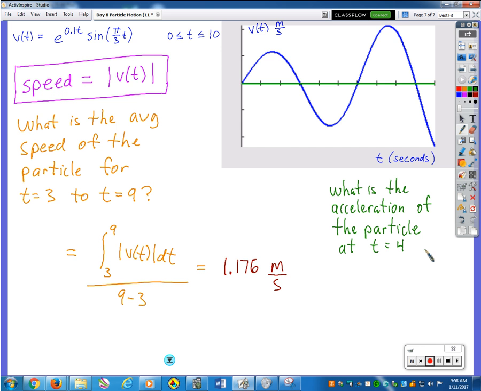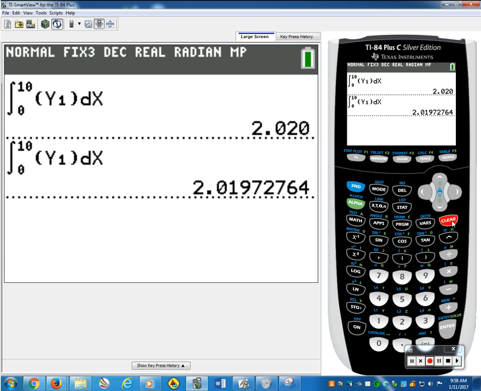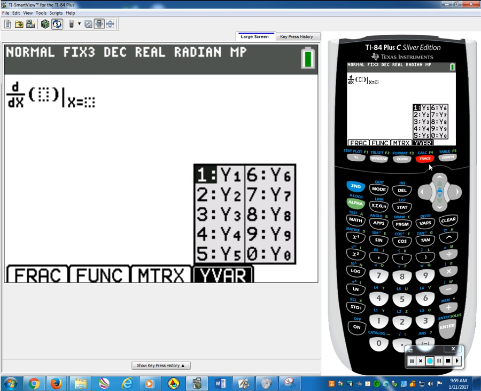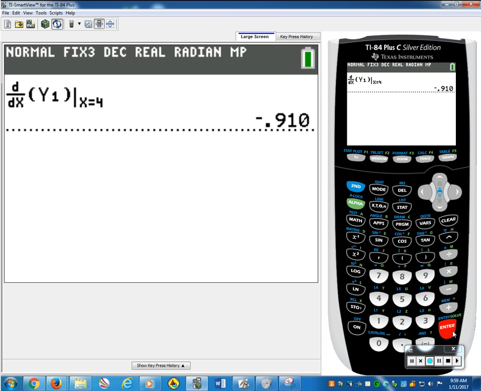Here's how you do it with your calculator. Go to the main screen on an 84. Clear. Get a fresh screen. Go Math 8. Type in x. I want to take the derivative of the velocity, which is in y1. So we go alpha F4, choose y1. I want to find that derivative at the t value, or x in this case, of 4. Now I press enter, and I write down the answer.